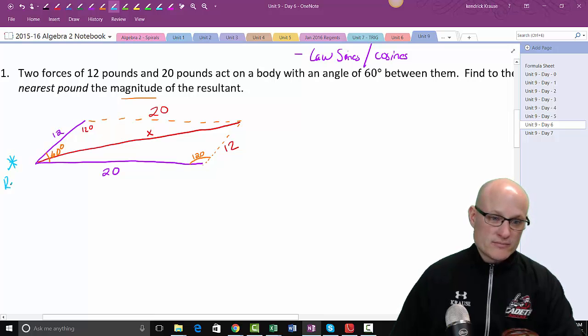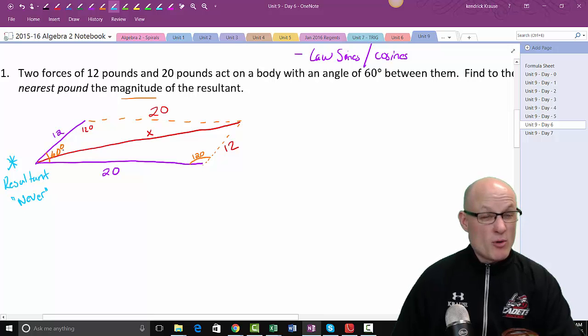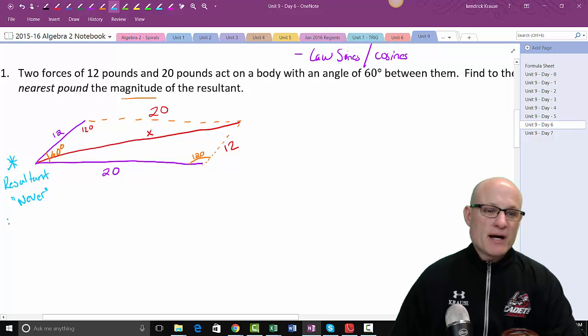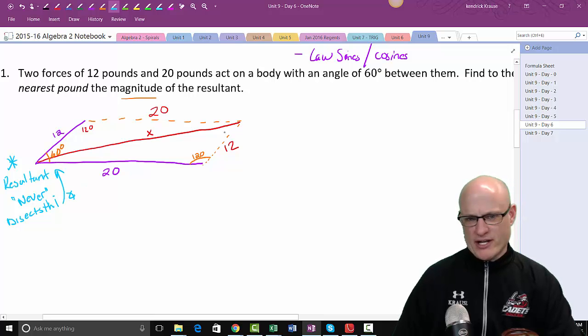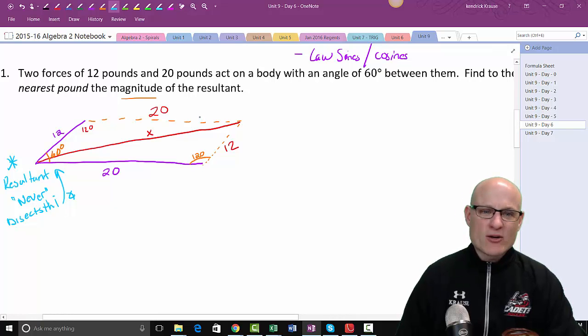The resultant never, I'm going to say never, but I don't really mean exactly never, but almost never, bisects this angle. I get so many kids like, well, that's 30, then that's 30. No, it's not 30. I have no idea what it is. It could be 22.48. I have no idea what it is. So now I got a result.